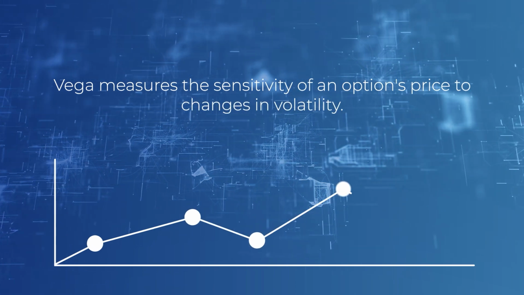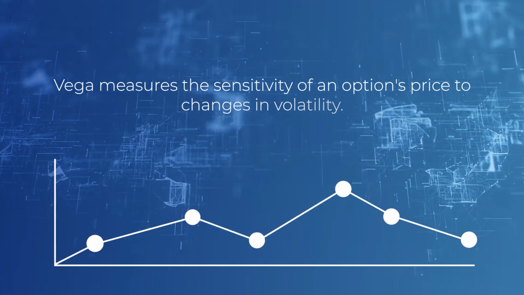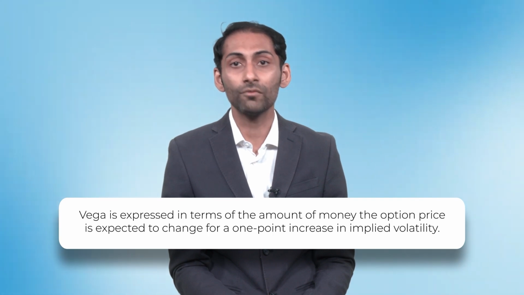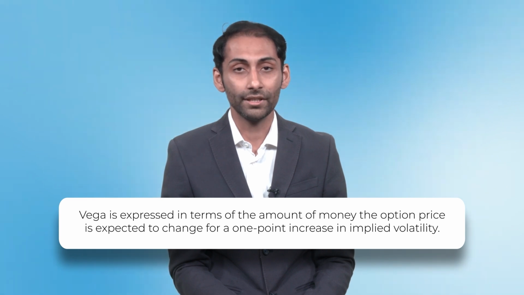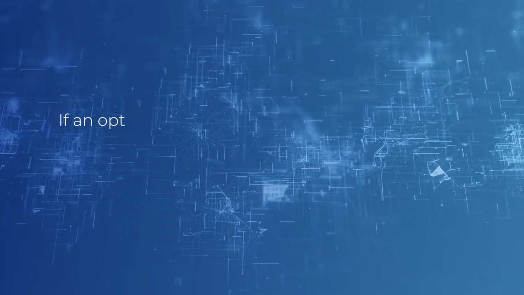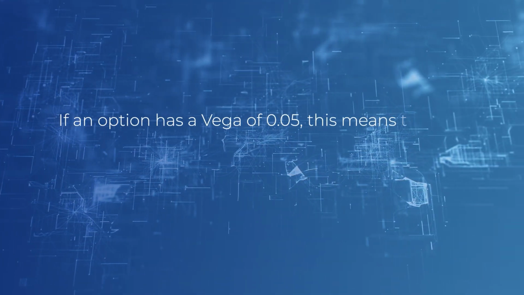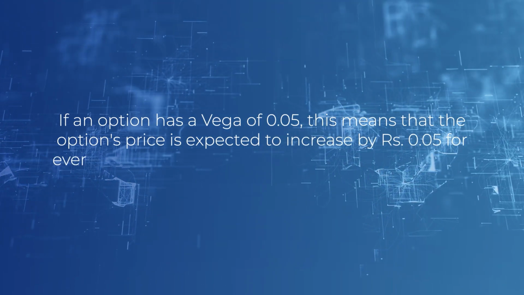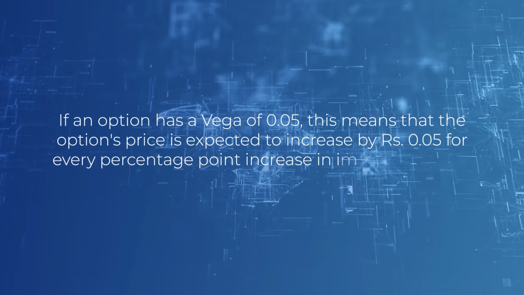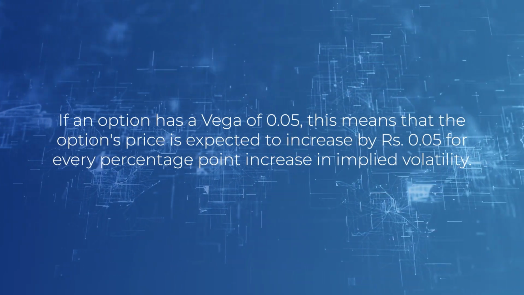Lastly, let's discuss another Greek, which is Vega. Vega measures the sensitivity of an option price to changes in volatility. Vega is expressed in terms of the amount of money the option price is expected to change for a 1 point increase in implied volatility. For example, if an option has a Vega of 0.05, this means that the option's price is expected to increase by rupees 0.05 for every percentage point increase in implied volatility.